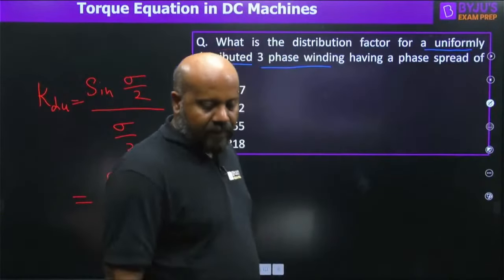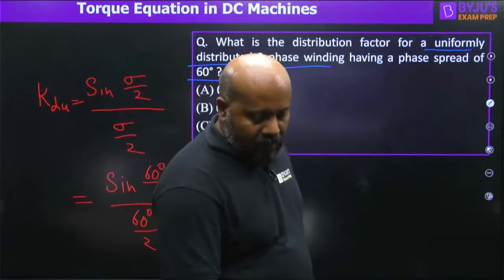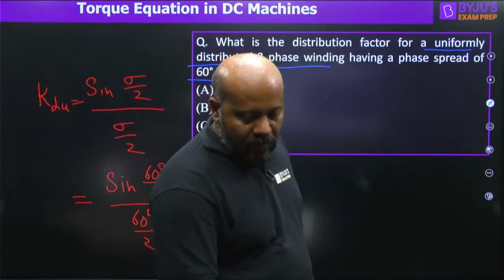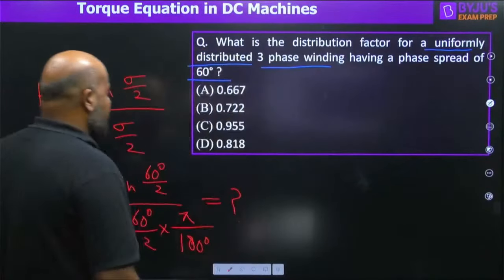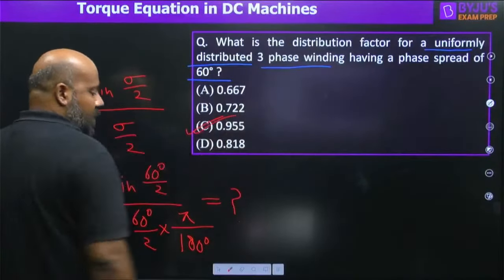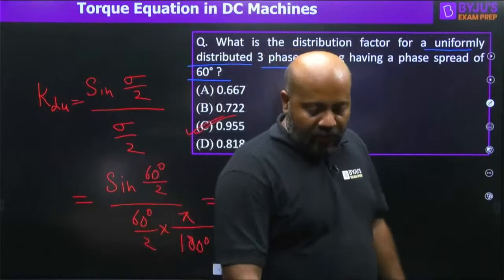Yes, everyone? As per my reference, you must be getting 0.955. C is the correct option for this. Everybody just tell me, are you able to follow this?